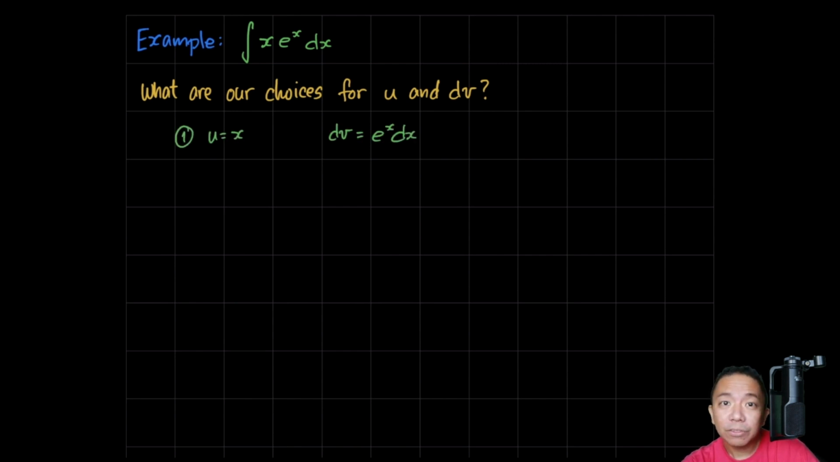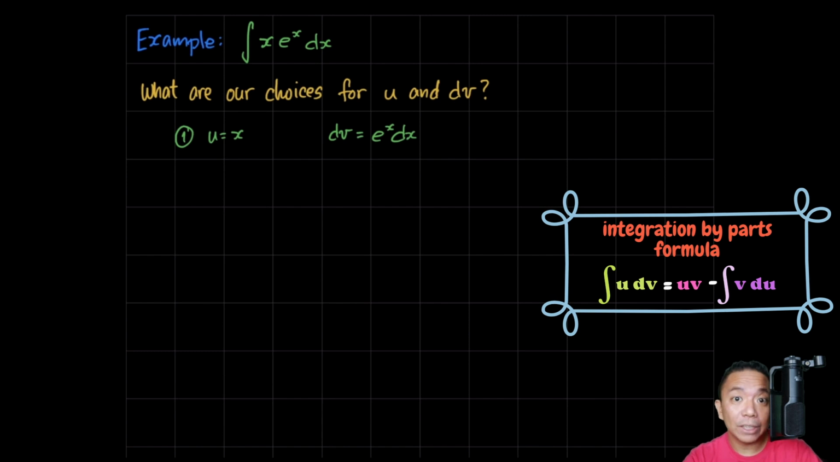Okay, one of the first choices we have is yung u natin, the first function, could be x. So, lahat nung matitira, pag pinili mo na yung u, kasi pinili mo na u is equal to x, everything that's left, yung e raised to x times dx, that will have to be dv. Now, let's remember our formula for integration by parts. Kailangan natin ng du at kailangan natin ng v. So, what will we do with these two values?